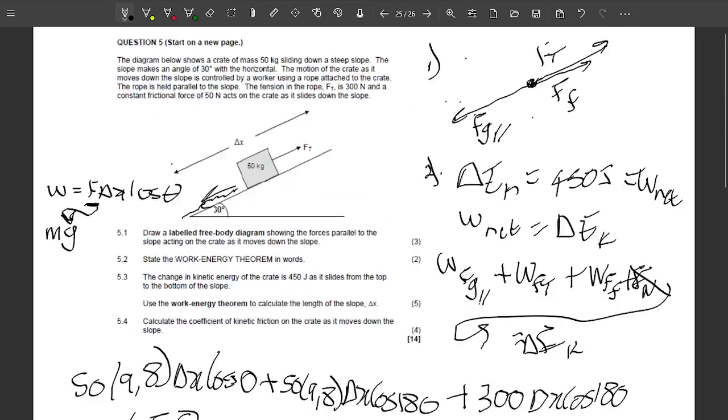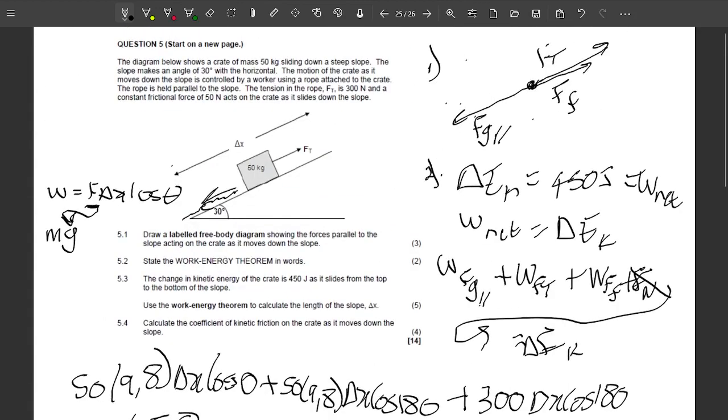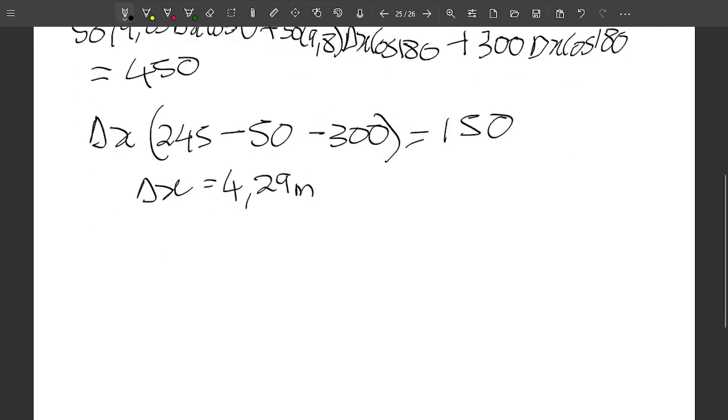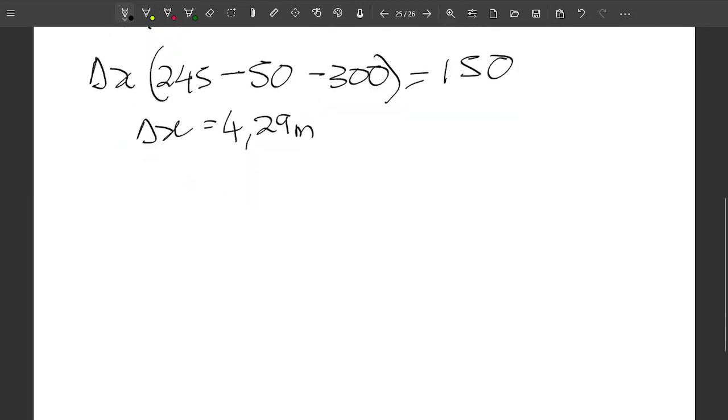Let's look at the other question that we have there. Calculate the coefficient of kinetic friction of the crate as it moves down the slope. This one shouldn't be that hard, because we only have one formula that has to do with coefficients of friction, in this case the coefficient of kinetic friction. So I'm going to propose Fk equals mu k N.